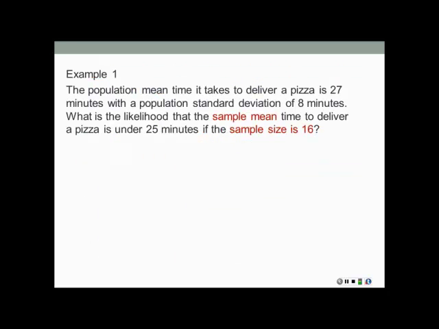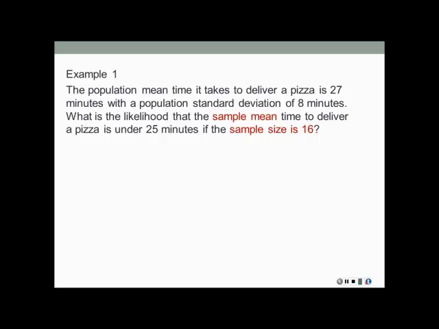Okay, so the population mean time it takes to deliver a pizza is 27 minutes, with a population standard deviation of 8. What's the likelihood that the sample mean time to deliver is under 25 if the sample size is 16? The reason I've highlighted sample mean and sample size is those are the key phrases that tell you we're talking about sampling distributions. The question is about a sample mean, and of course if you're going to get a sample mean you have to have some sample size.